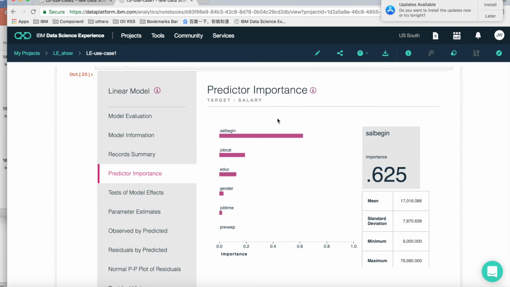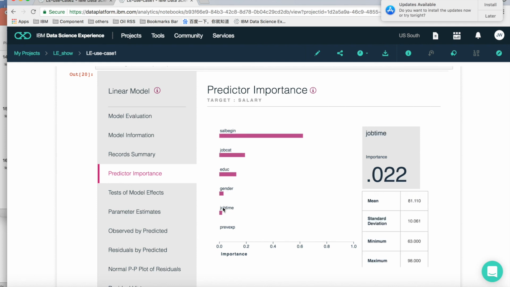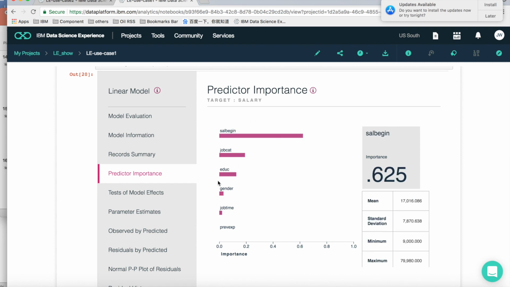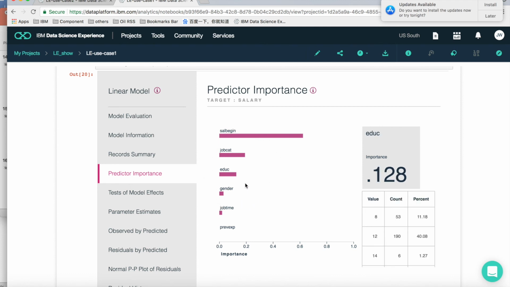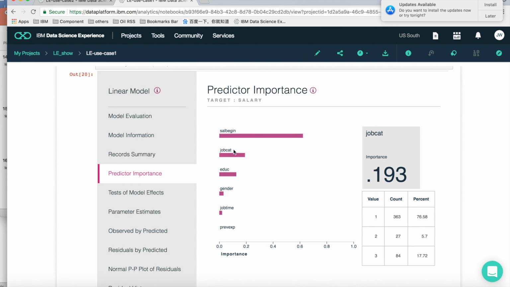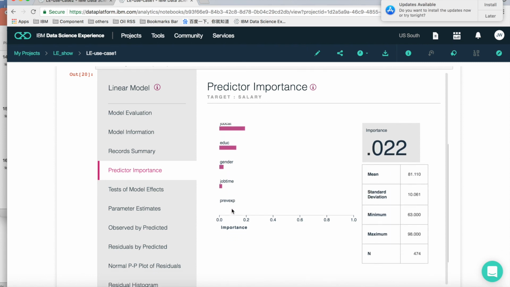Predictor importance: beginning salary, job category, education level, gender, job time. We can see these five predictors are the most important for this model. It means if you have a higher beginning salary or a good enough job category, you will get more salary. It's as simple as you see.